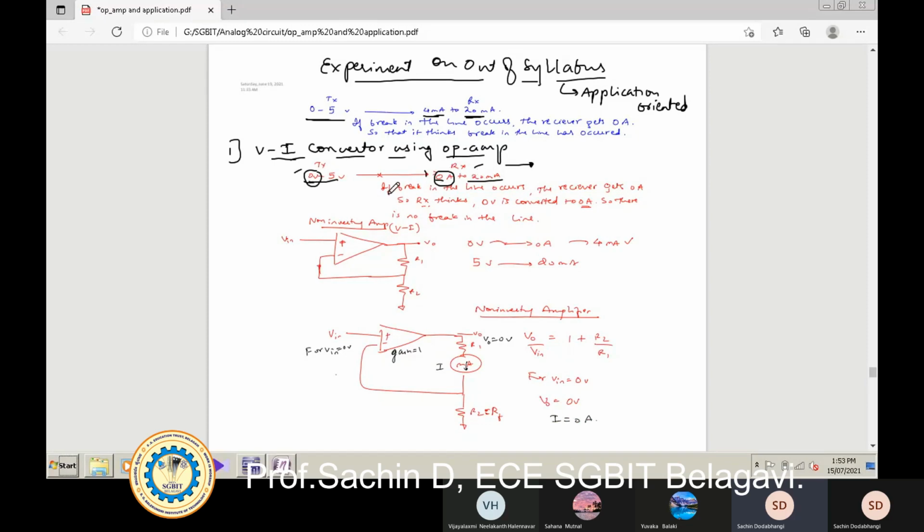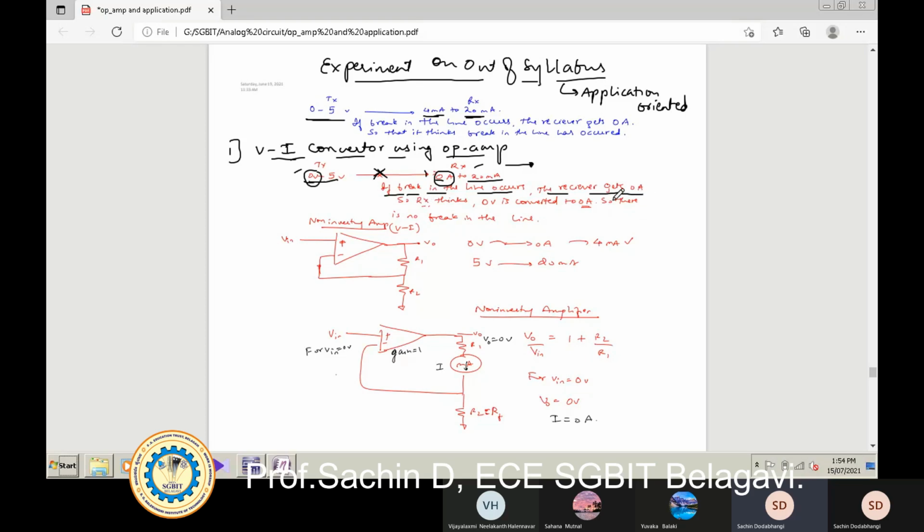But suppose a break in the line occurs. There is a line between transmitter and receiver. Suppose there is a break in the line, I am marking it with a cross, meaning a break in the communication link. If the communication link between transmitter and receiver is broken, then what will the receiver receive? He receives 0 ampere, because there is no connection between transmitter and receiver.